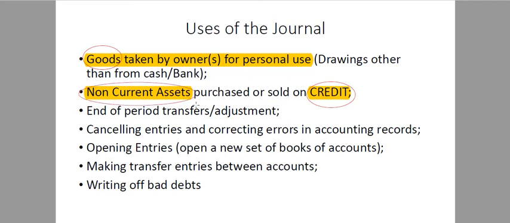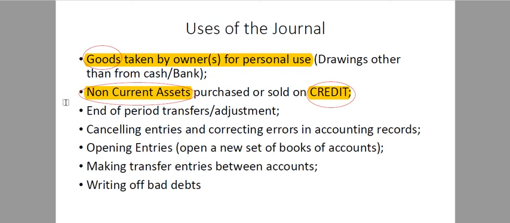And do not mix it with the goods purchased on credit, because for the goods purchased on credit there is a journal which we have already done, and if you remember, it was the purchases journal. So two key things: it has to be non-current assets, and it has to be bought or sold on credit to end up in this journal.